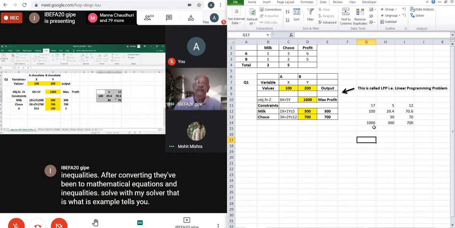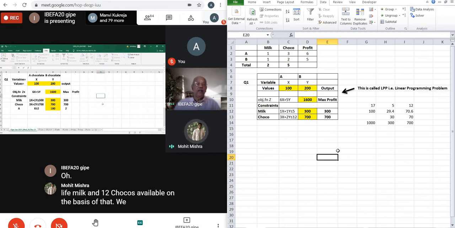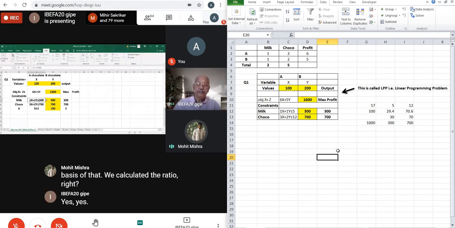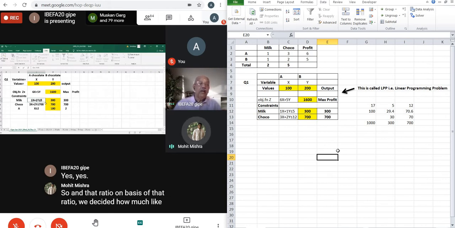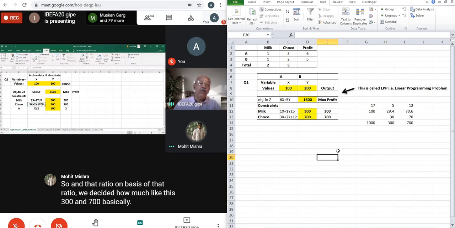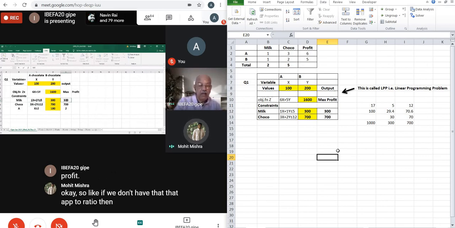Sir, in this, initially we had 5 milk and 12 chocos available. On the basis of that we calculated the ratio. Right? Yes. And on the basis of that ratio, we decided how much, like this 300 and 700, if at all you want to increase the profit. Okay, so if we don't have that apt ratio, then how do we find it? Without ratio, not possible.